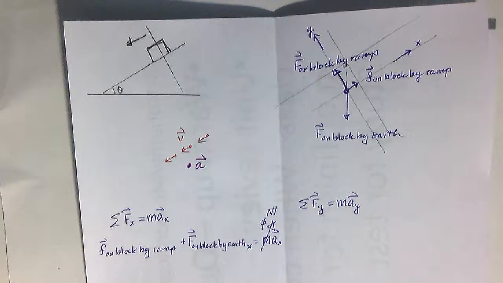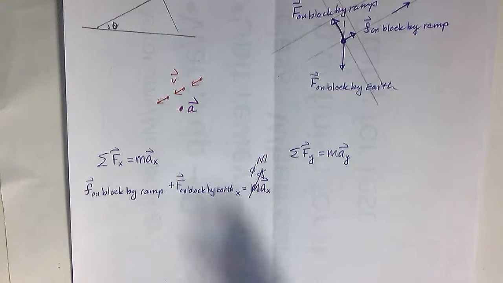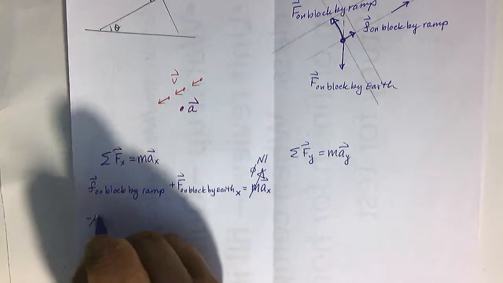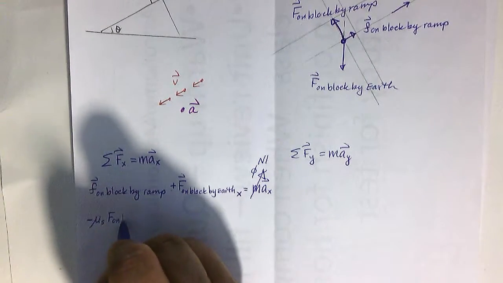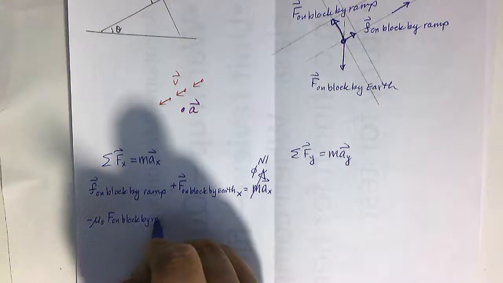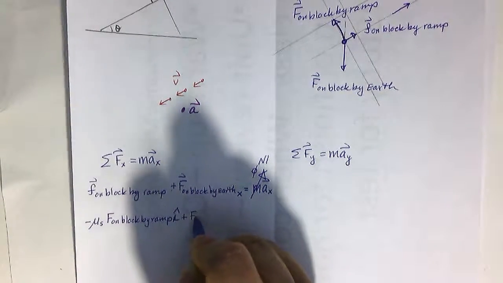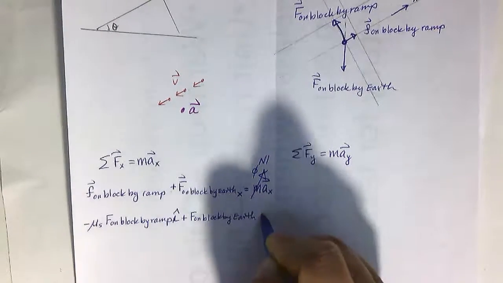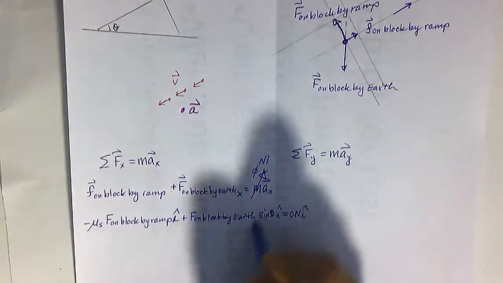Now I substitute in magnitude and direction. Remember, the subscript x turns into a sine or a cosine. And remember from our previous example of breaking the weight into components that the x component is the sine of theta. So we have minus mu sub s, because I'm not moving, I'm at rest, times the normal force magnitude, force on block by ramp, I hat, plus force on block by Earth, sine theta, I hat, equals 0 newtons I hat.